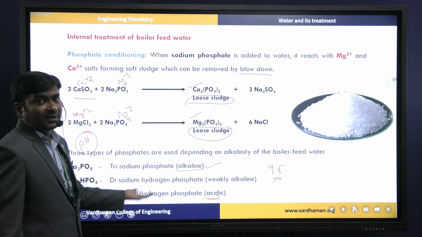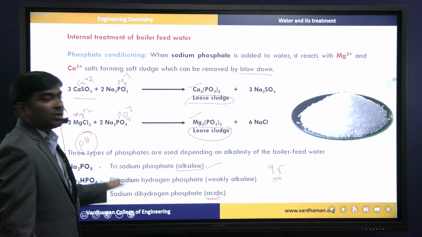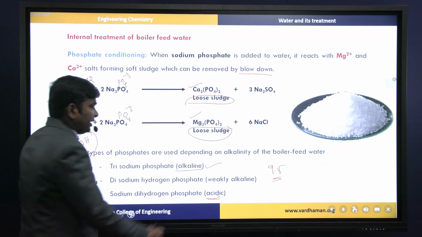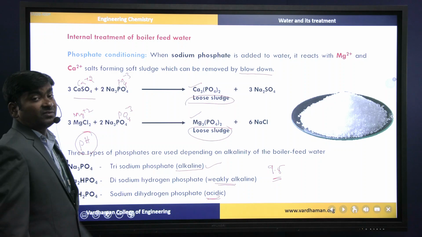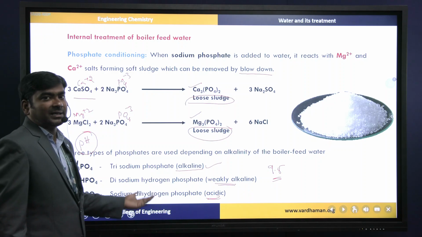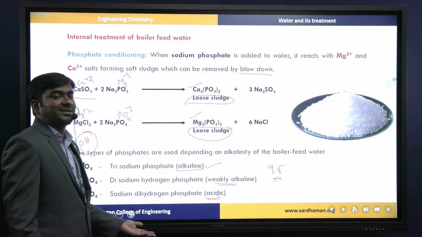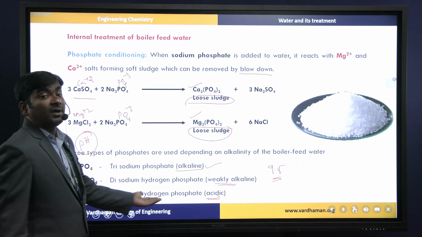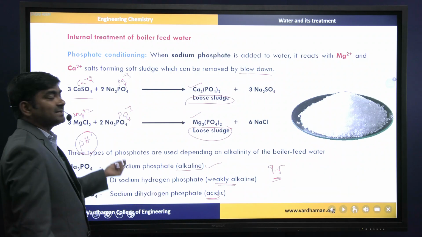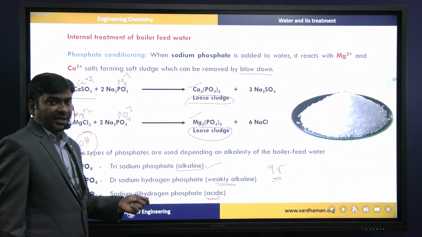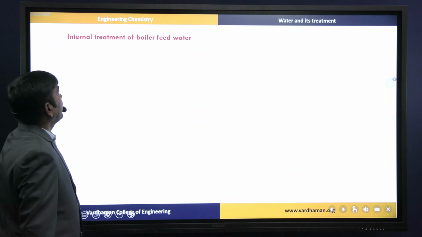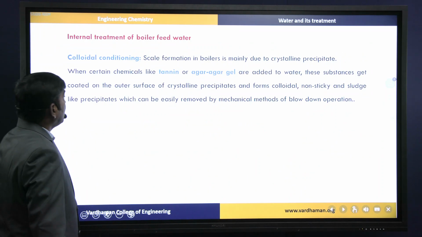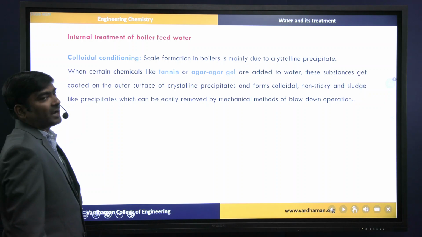If the given water is neutral water, then we need to go for the second one, Na2HPO4. If the given water is highly alkaline, that means if water is itself alkaline, then go for acidic phosphate. That means based on the alkalinity, based on the pH, we need to select the suitable phosphate. Next, the third one is the colloidal conditioning method.